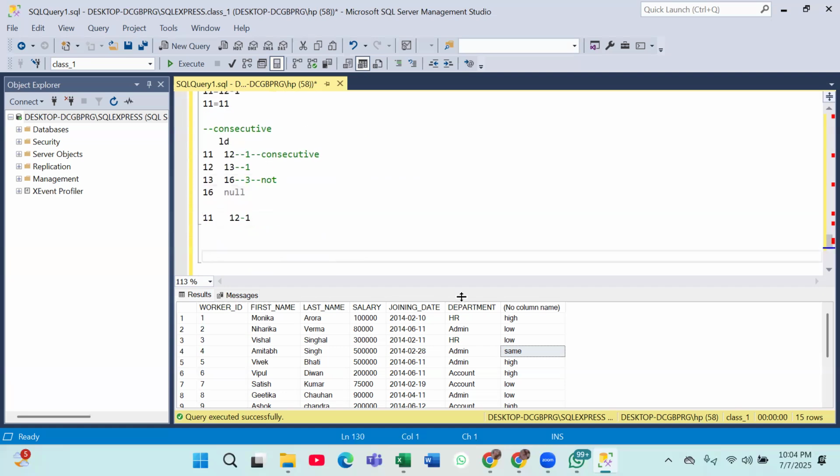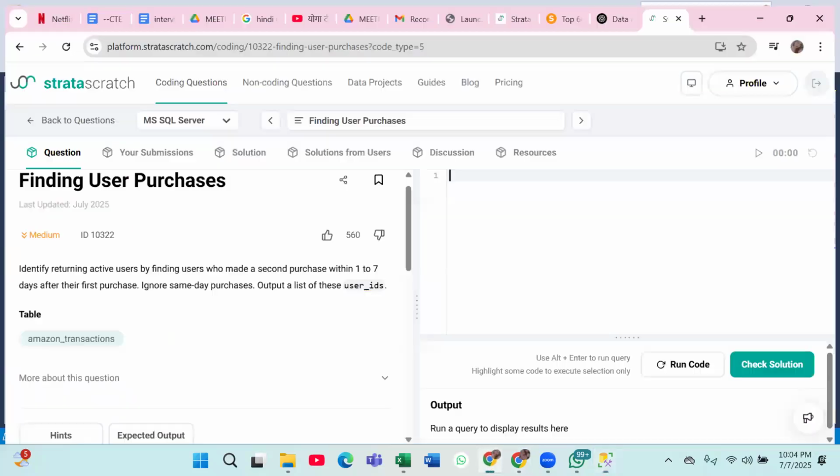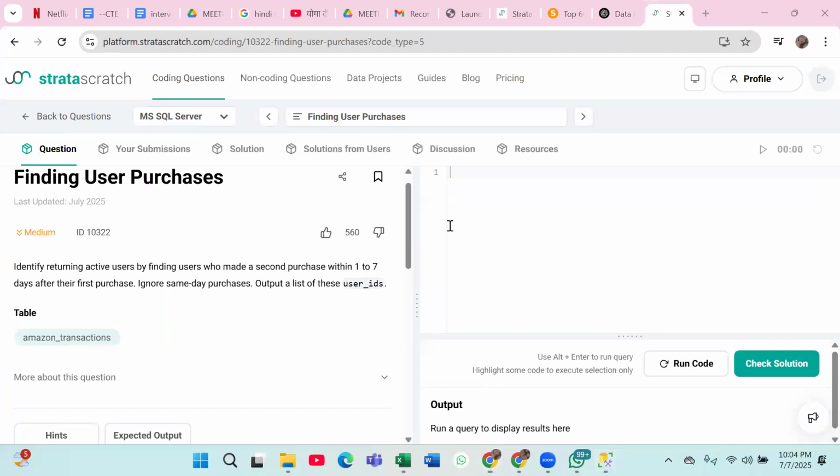Okay, let's do some medium level questions now. So this question, I have told you about consecutive dates, so now you can do this question very easily. Identify returning active users by finding users who made a second purchase within 7 days, 1 to 7 days after their first purchase. Ignore same day purchases. Output a list of these user IDs.